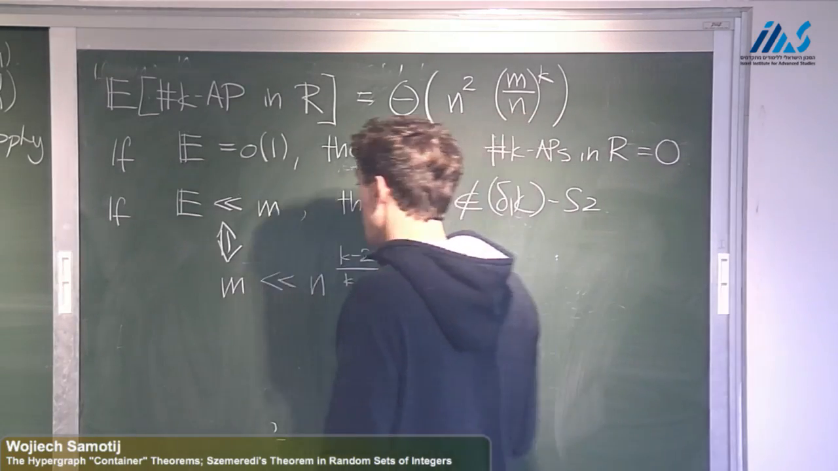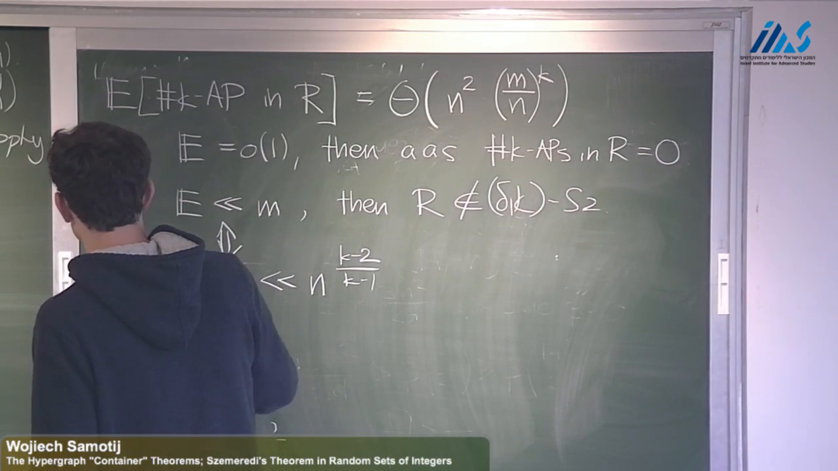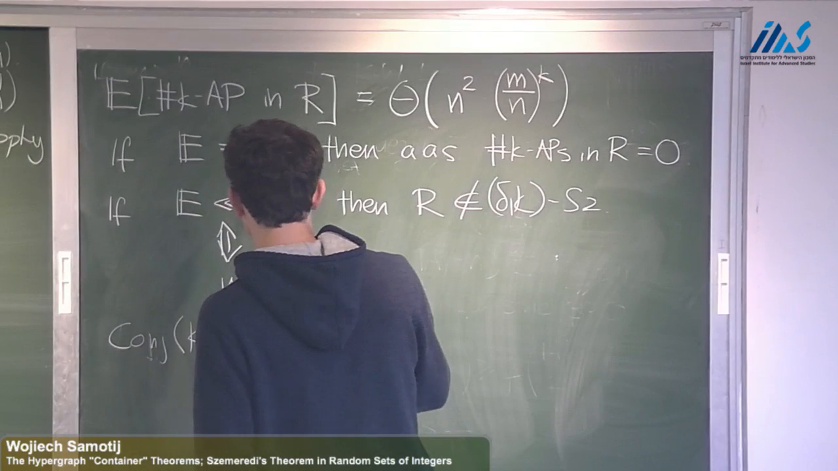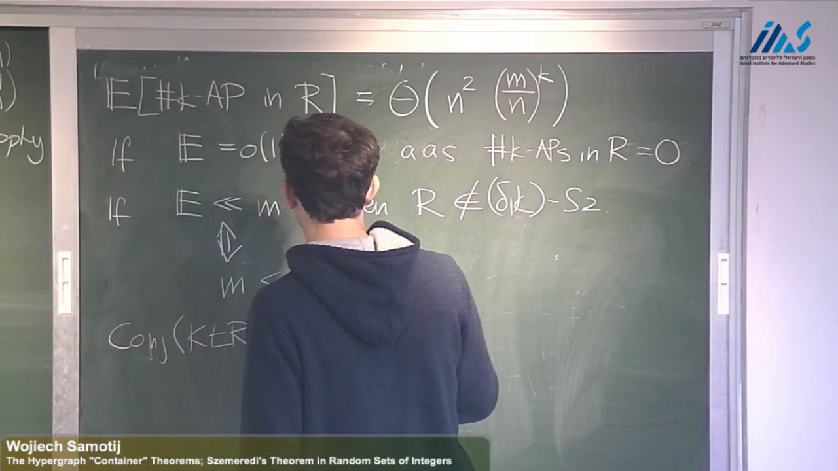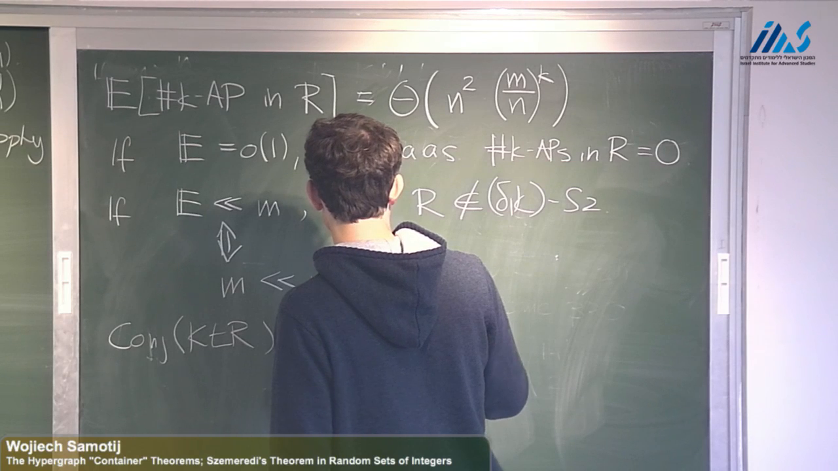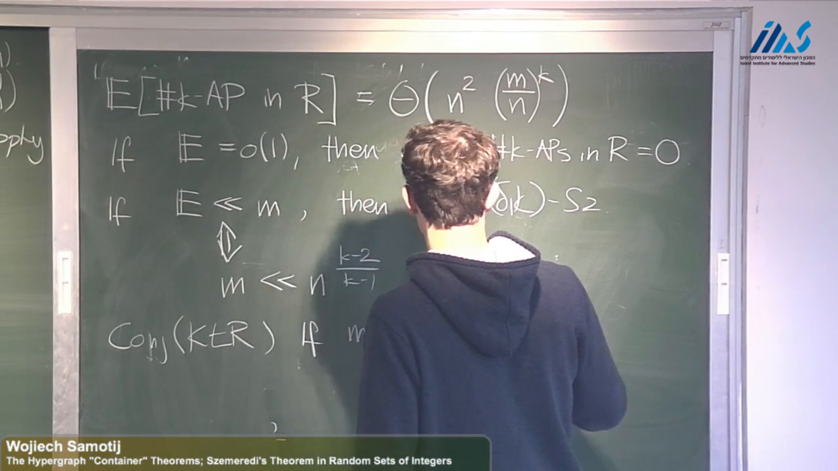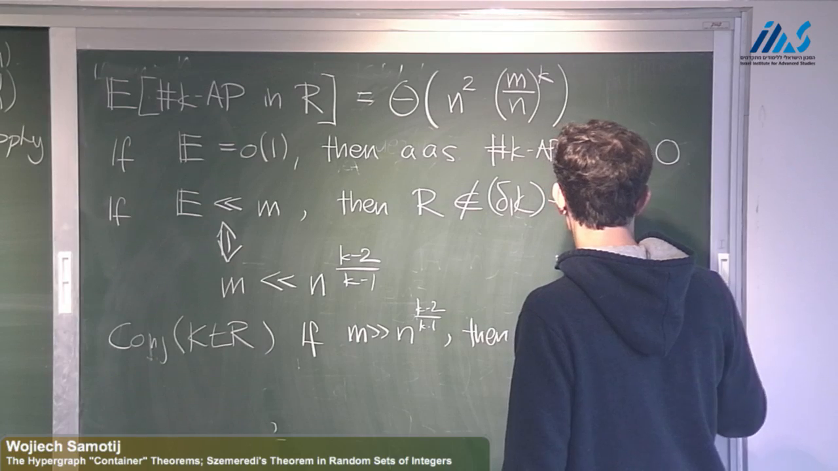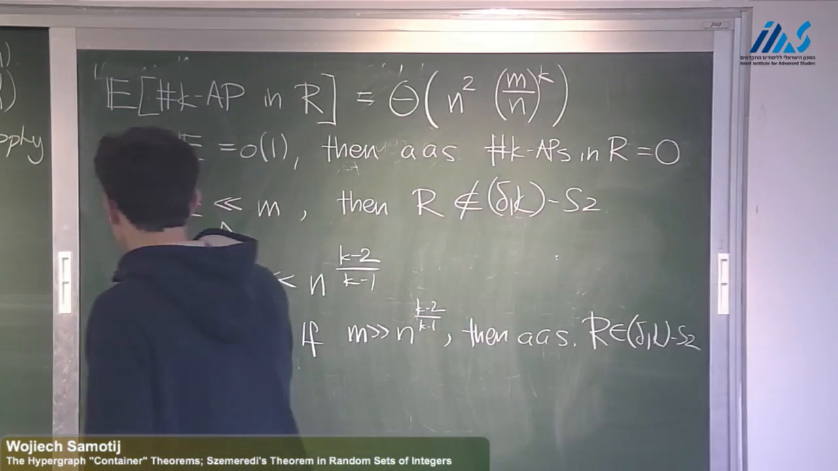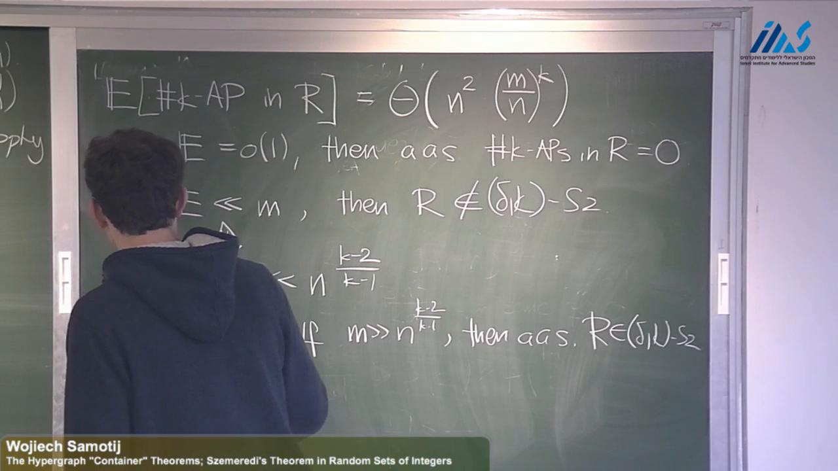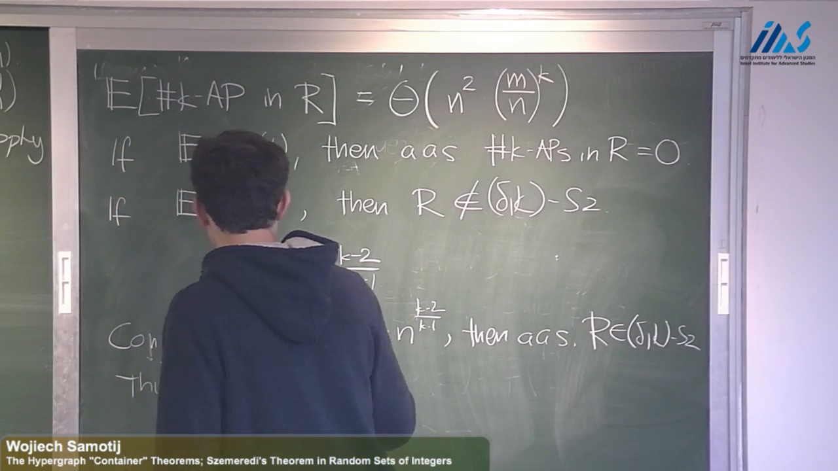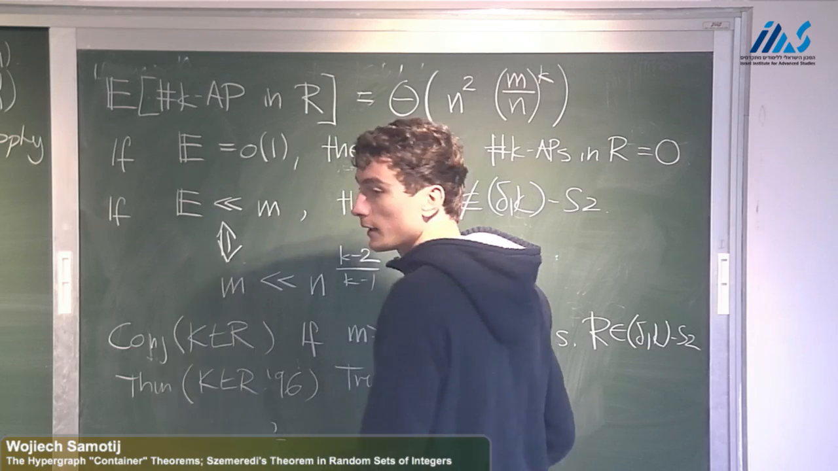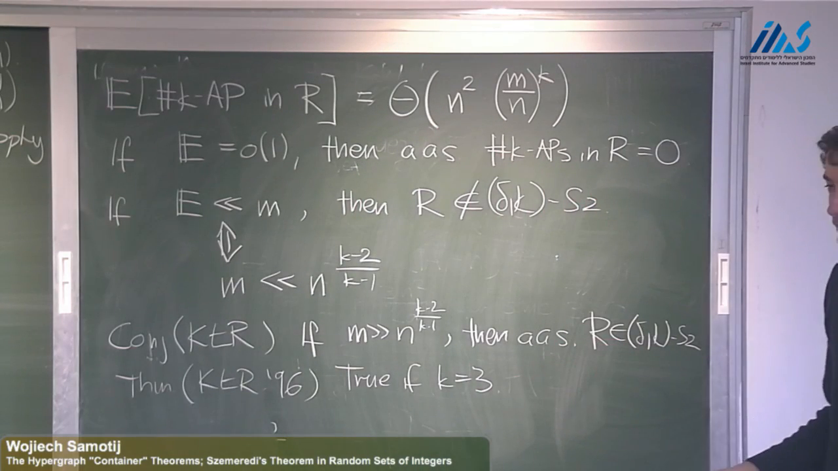Now, the conjecture of Hayakawa, Wojiech, and Rydl stated that if the reverse inequality holds, then asymptotically almost surely R does have the delta k Szemeredi property. And Hayakawa, Wojiech, and Rydl in 96 proved that this is true if k is equal to 3. So this is true for 3-term arithmetic progressions.